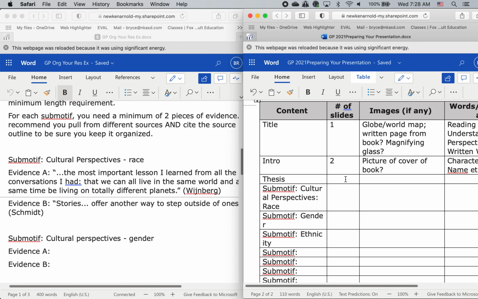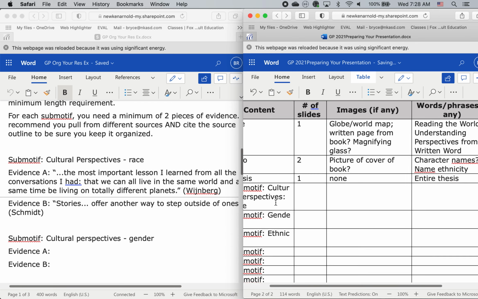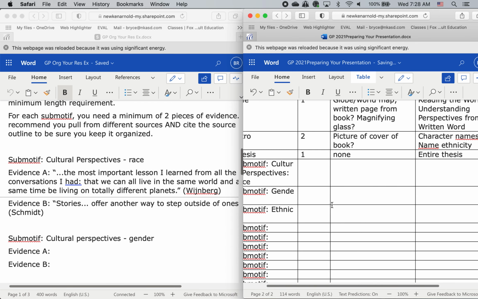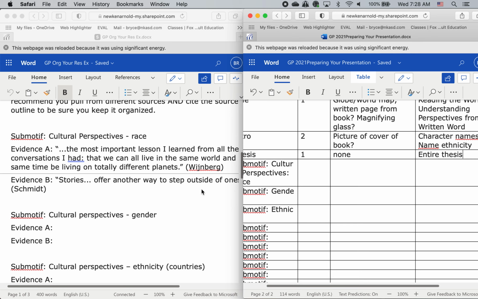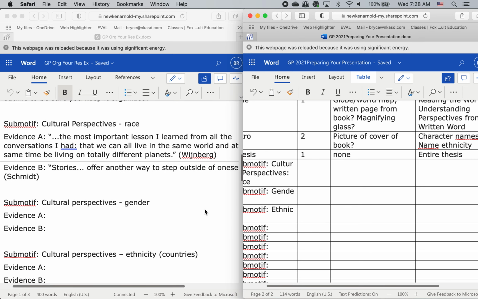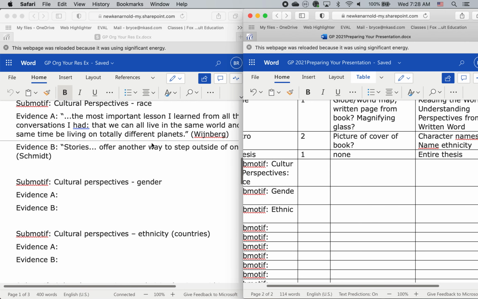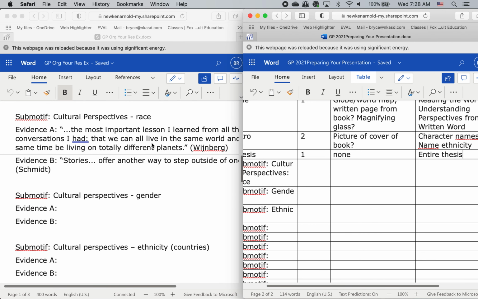Okay, and then my thesis, that's going to be one. I'm not going to have any images on that one, and I'm going to actually have the entire thesis. That's a requirement. You have to have that entire thesis. So then what I'm going to think about as I go through this is the skeleton. This outline is the skeleton of my presentation. So I want to consider how I would flesh that out, and what does my audience need to see visually while they are listening to the words I say?